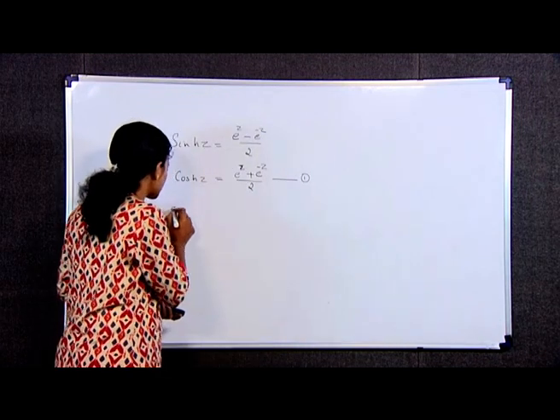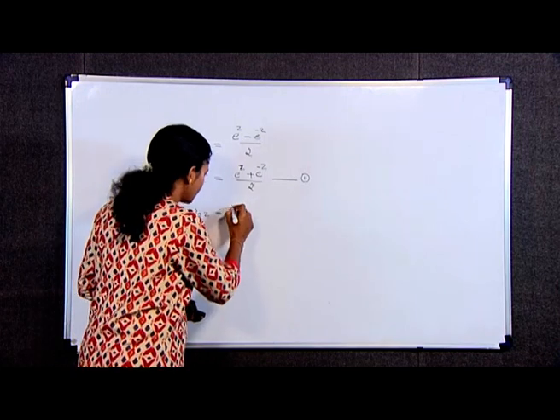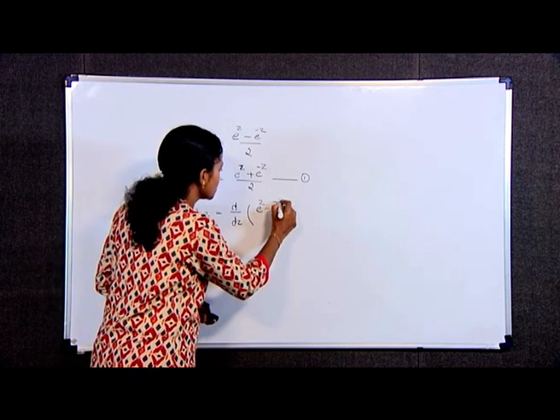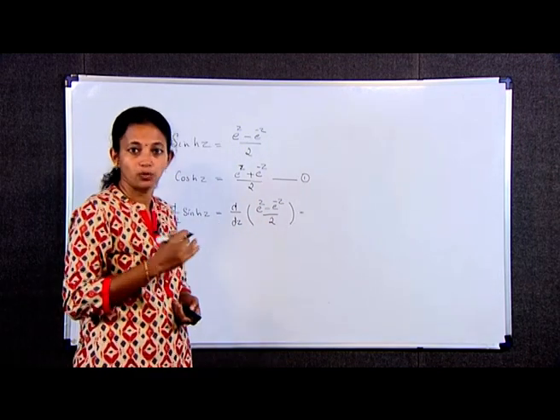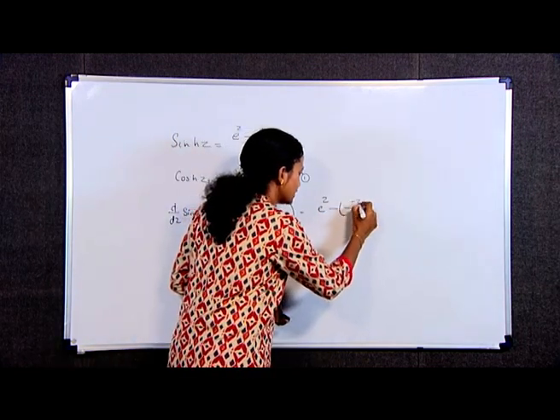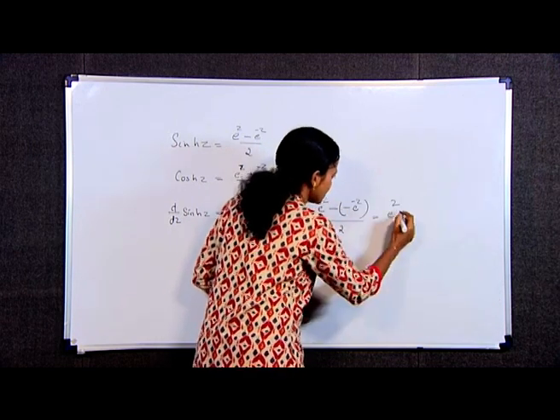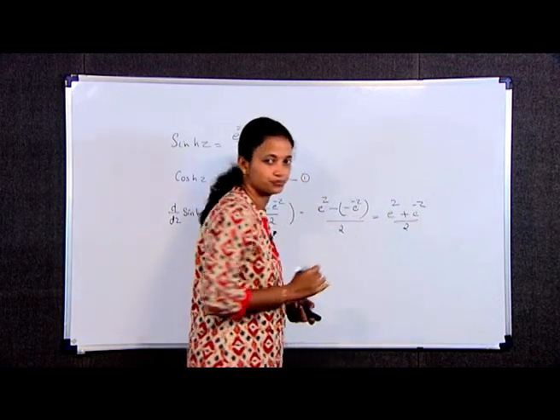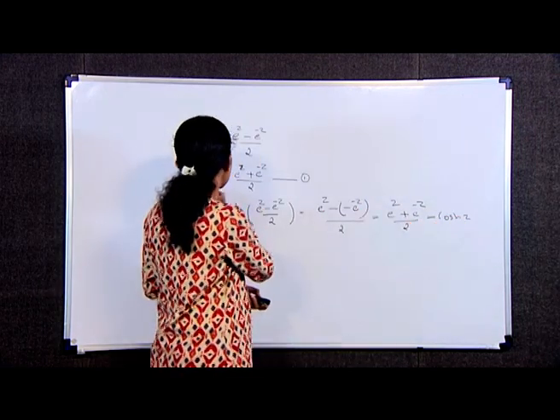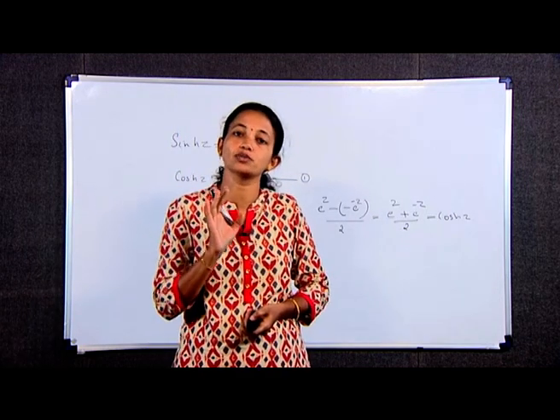Also, d by dz of sinh z, which is equal to d by dz of, instead of sinh z we can write (e^z minus e^(-z)) by 2, which is equal to (e^z minus minus e^(-z)) by 2, that is (e^z plus e^(-z)) by 2, which is our cosh z. Here we have cosh z is equal to (e^z plus e^(-z)) by 2. Similarly, d by dz of cosh z is equal to sinh z.